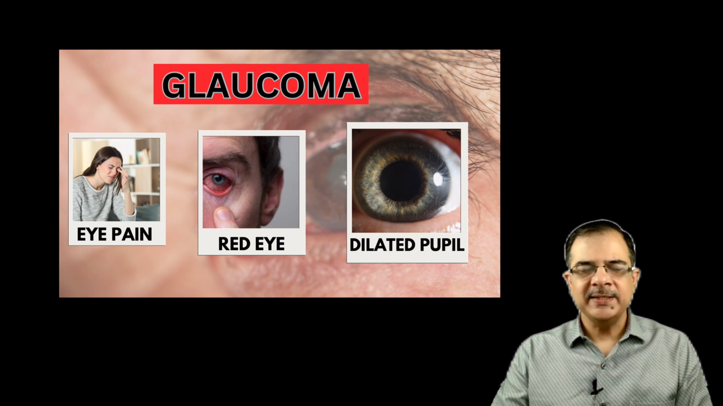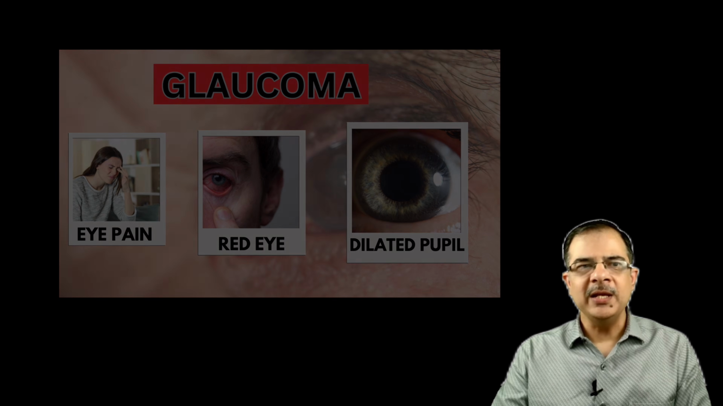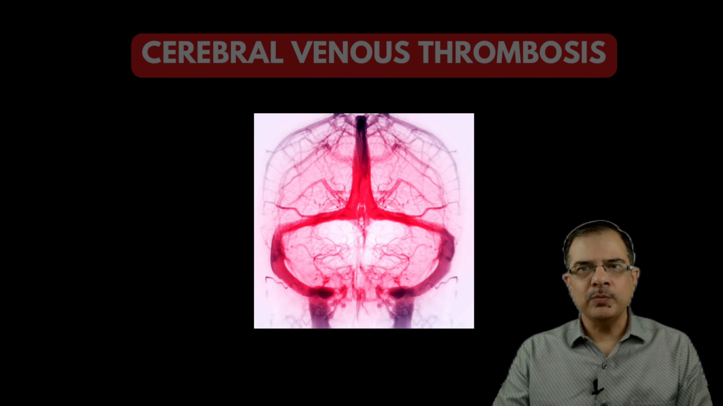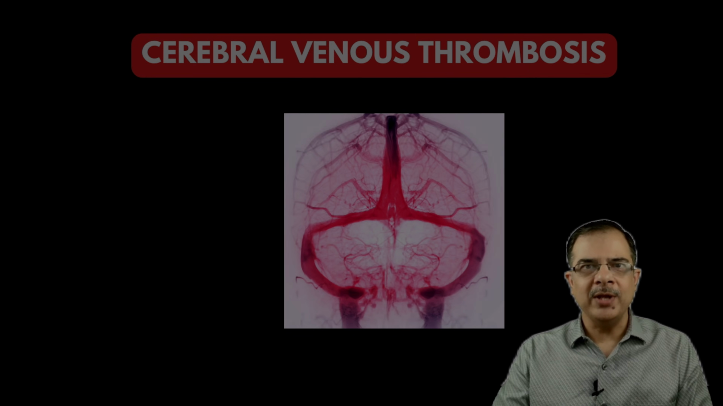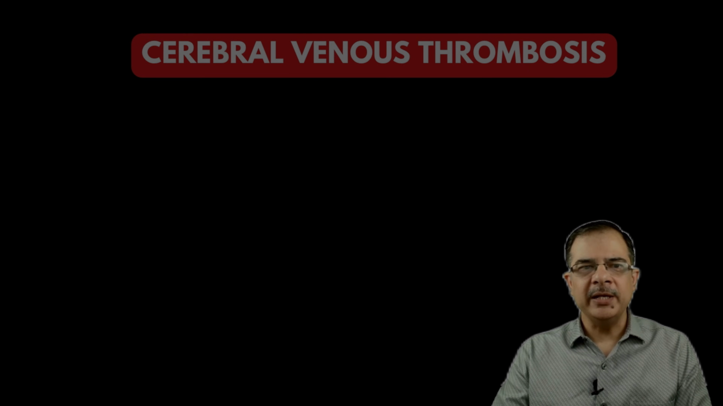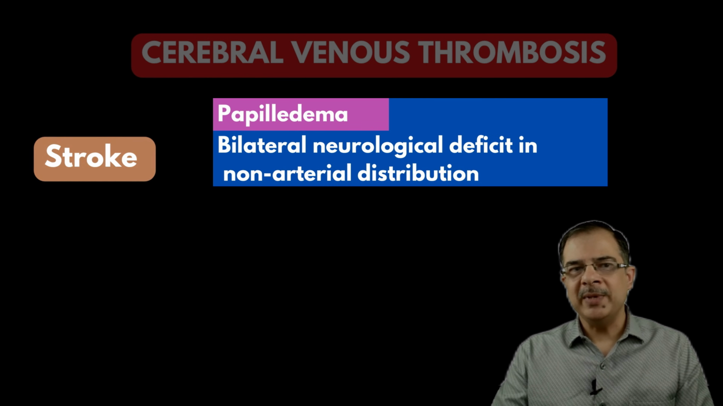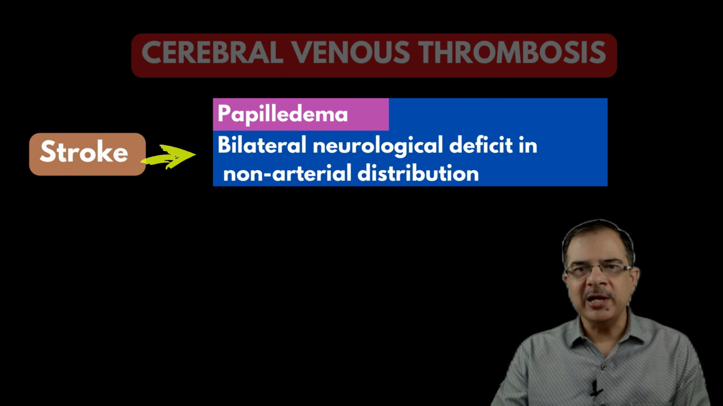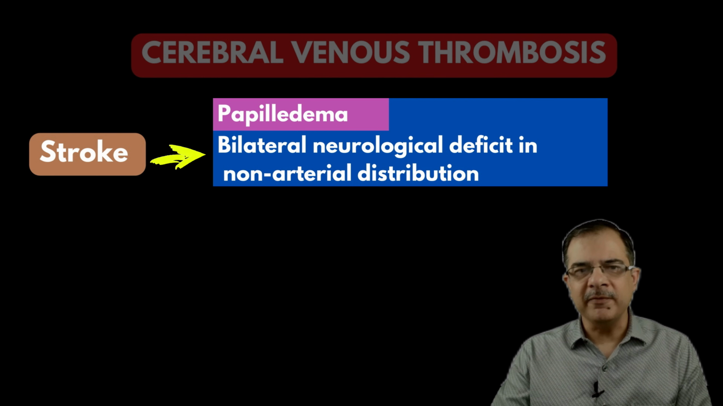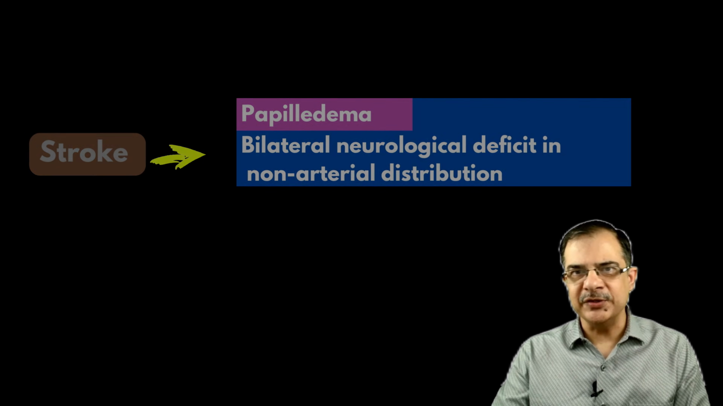Glaucoma. This is related to severe eye pain. Red eyes will be there. Dilated pupils will be there. Cerebral venous thrombosis is characterized by this sequence of headache, seizure, and stroke. Papilledema will be there, and stroke will present as bilateral neurological deficit, and that will be in a non-arterial distribution, meaning it will be a diffuse type of neurological deficit.